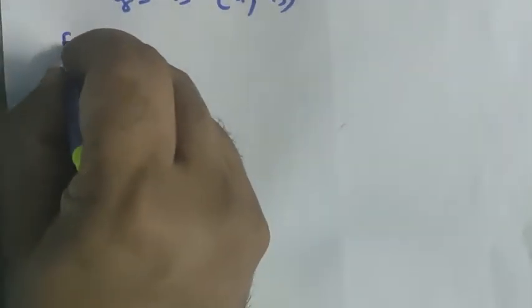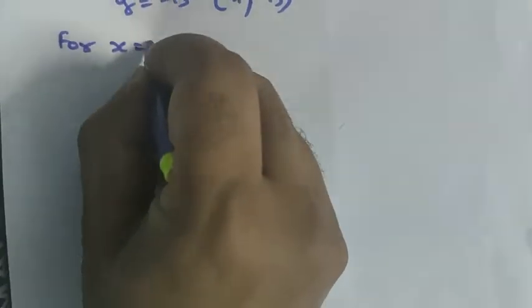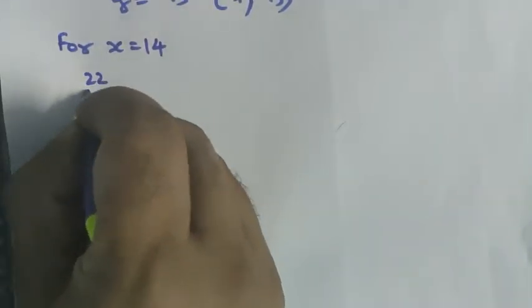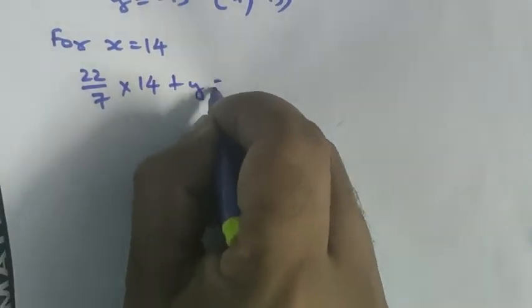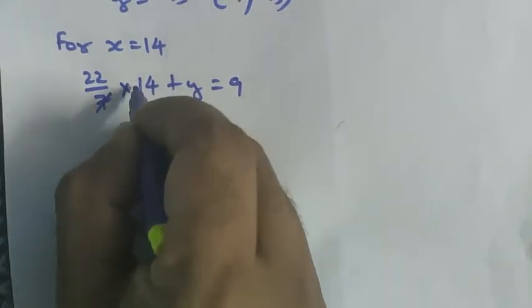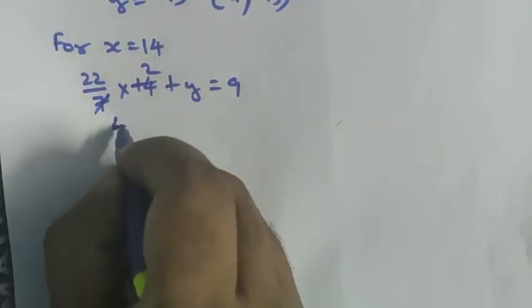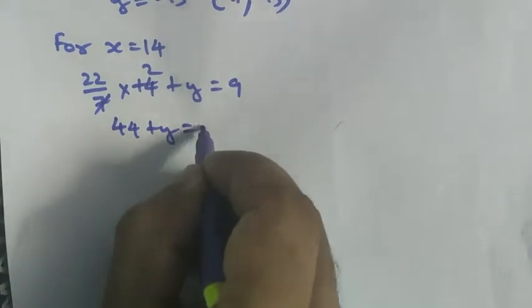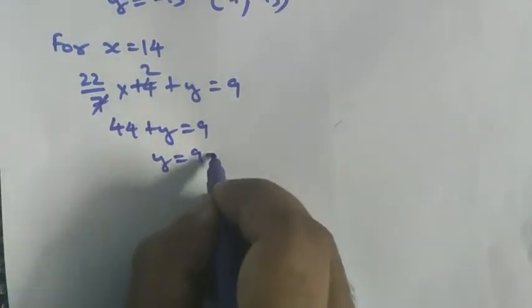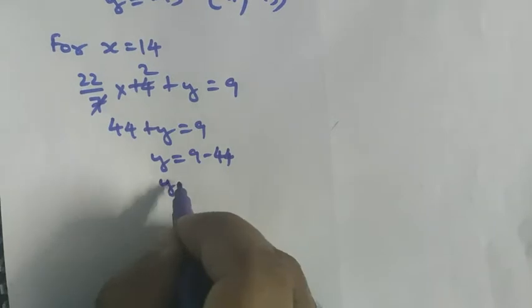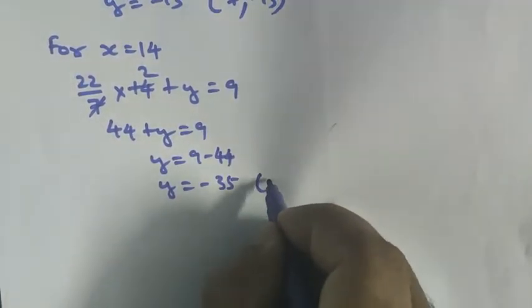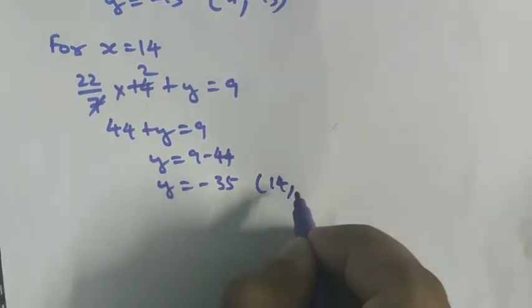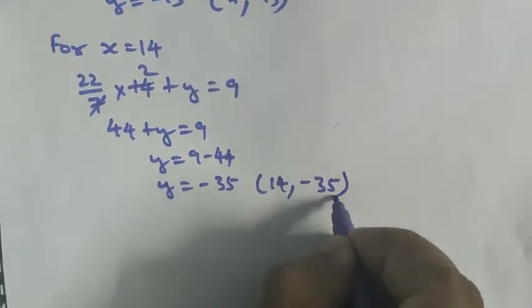Next, if we take x equals 14, then the equation becomes 22 upon 7 multiplied by 14 plus y equals 9. 7 2s are 14, so it will be 44 plus y equals 9, y equals 9 minus 44, y equals minus 35. The solution pair will be x equals 14, y equals minus 35.